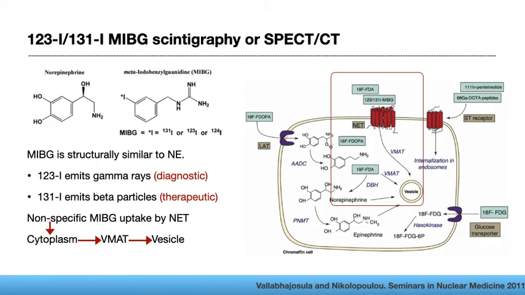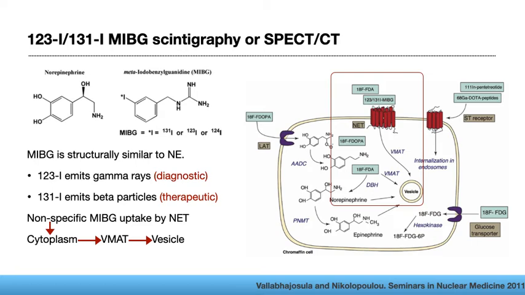So, what's MIBG? MIBG is a substance which has a similar structure to norepinephrine. It's radiolabeled either by 123 iodine or 131 iodine. 123 iodine emits gamma rays, which could be detected by gamma cameras and is used for diagnostic purposes. However, 131 iodine emits beta particles as well, which can be used for therapeutic purposes to ablate tumor cells.